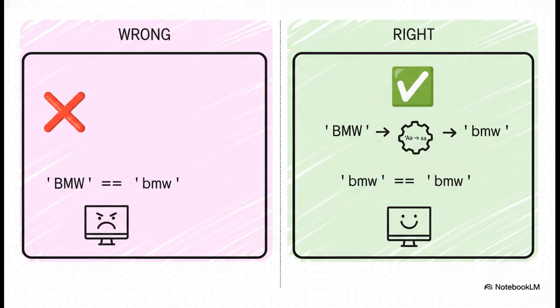And check this out. Here's the perfect way to fix that. On the left, you see the problem. The check fails because of the capital letters. But on the right, we use this super handy little trick, the dot lower method. All it does is temporarily convert the variable to all lowercase, just for the comparison. And just like that, our check works perfectly. It's such a simple way to make your code way more robust.